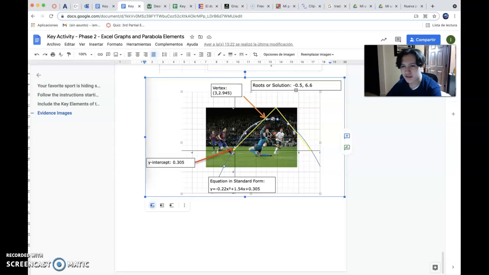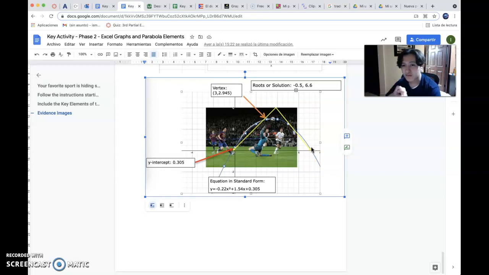Another thing I need to talk about is the dependent and independent variable. The dependent variable is the height, and the independent variable is the distance that the ball needs to travel. The height is dependent because it depends on the distance, and the distance is the independent variable.